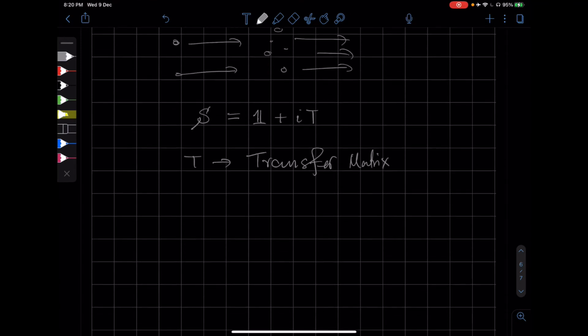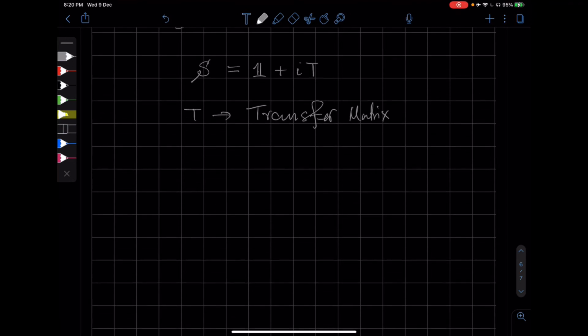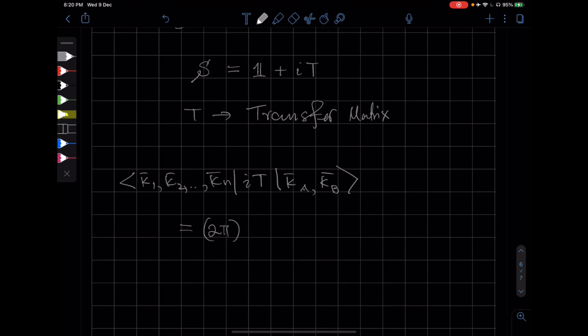So when we work out the S matrix elements for non-trivial scattering, what we are actually doing is figuring out the elements of the transfer matrix. So the elements that we are interested in are these: ⟨K1, K2, ..., Kn| iT |Ka, Kb⟩, where T is the transfer matrix.